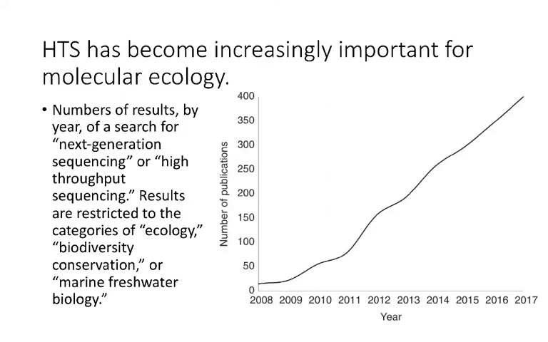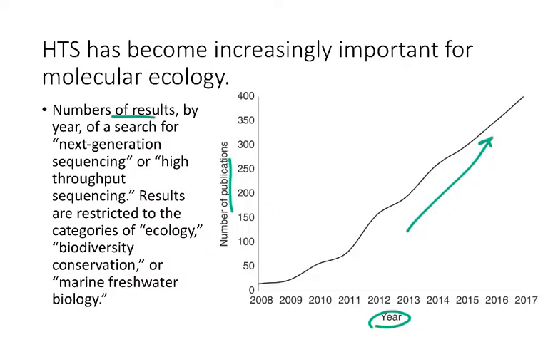One thing that is very true is that high throughput sequencing has become much more common and important in molecular ecology studies over the years. So this graph is showing the number of publications on the y-axis when you search specifically for the terms next generation sequencing or high throughput sequencing, and then restrict those publications to fields related to molecular ecology. And then on the x-axis is the year. So what we can see is across time, the number of publications that use these techniques in the field of molecular ecology has drastically increased.